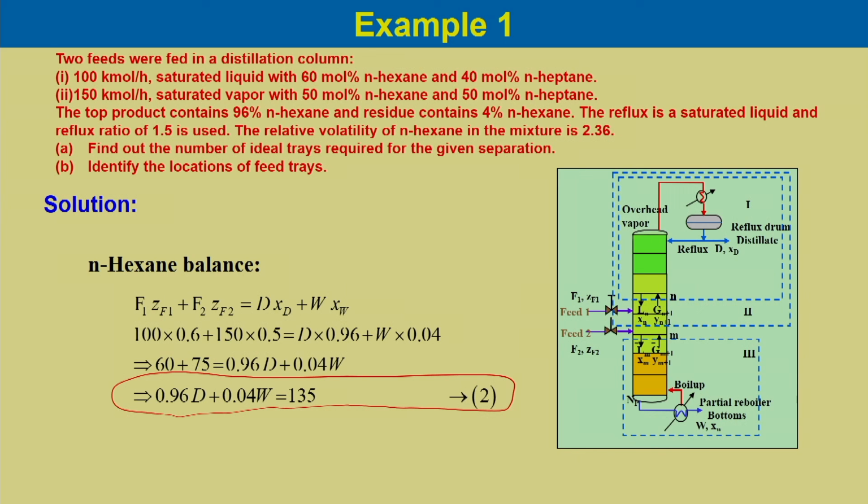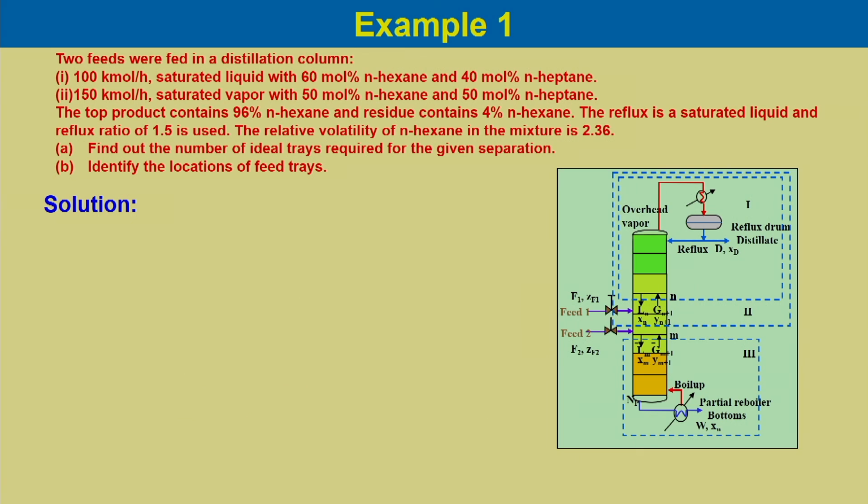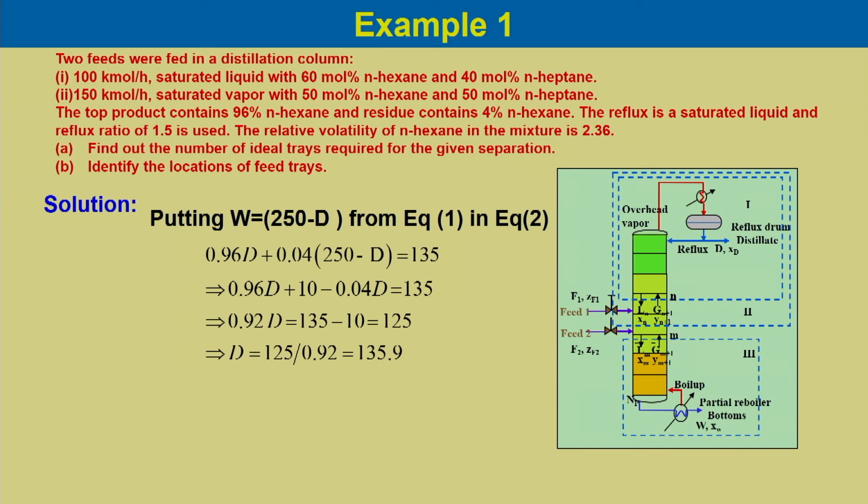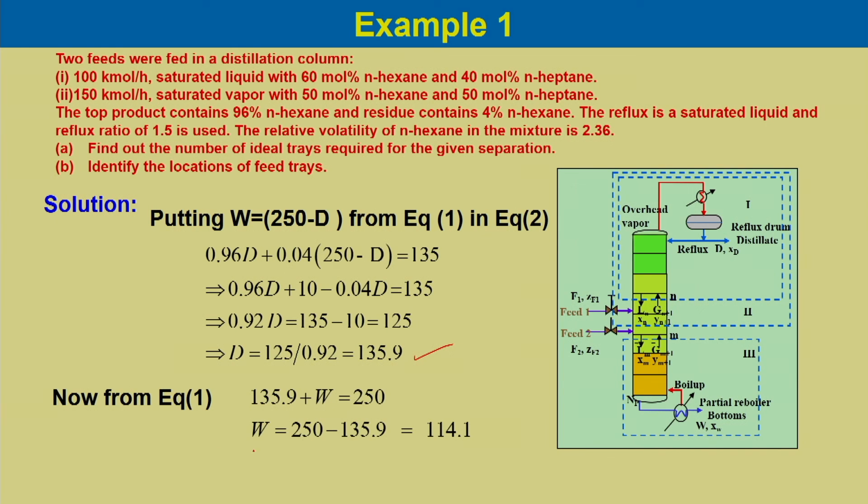So, we have two equations, equation 1 and equation 2, which relate distillate and bottoms, and we can calculate D, the distillate flow rate, and the bottoms flow rate. Putting the values in equation 2, we obtain the distillate as 135.9 kilomole per hour and similarly W would be 114 kilomole per hour. So, by doing the species mole balance and the overall material balance, we can calculate the distillate and bottoms flow rates.